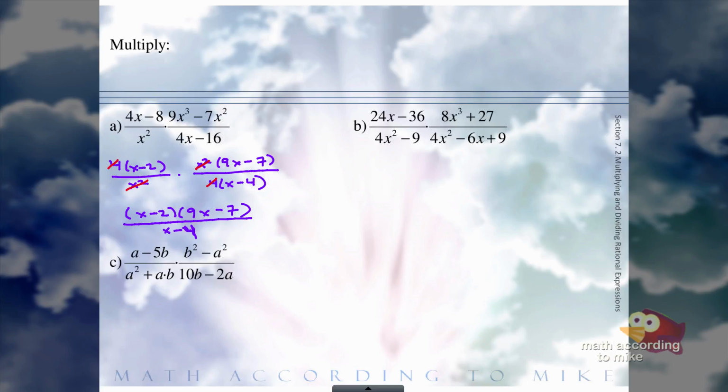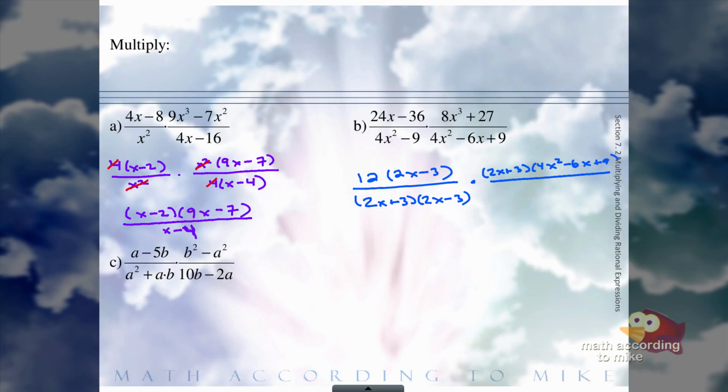Part B, again, factor, cancel, multiply across. The first numerator, we can pull out a 12. First denominator, that's a difference of squares. 2x plus 3, 2x minus 3. Second numerator, that's a sum of cubes. 2x plus 3, 4x squared minus 6x plus 9.